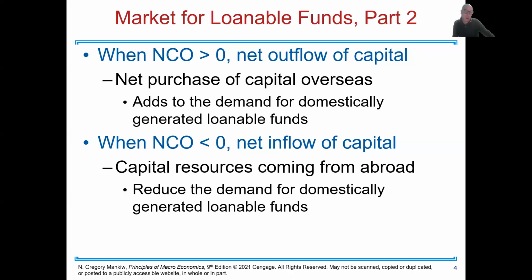When net capital outflow is less than zero, we have resources coming from abroad. This reduces the demand for domestically generated loanable funds. Net capital outflow is less than zero. Less people are going to be generating loanable funds domestically. That's what that tells us.